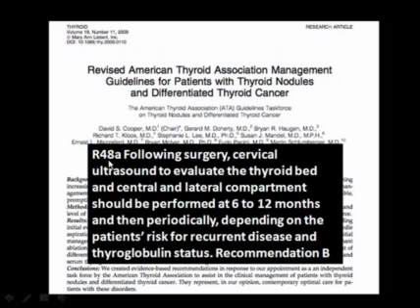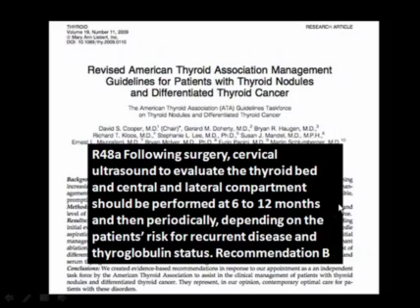And this particular guideline, number 48A, states that following surgery, cervical ultrasound to evaluate the thyroid bed and central and lateral compartment should be performed at 6 to 12 months, and then periodically, depending on the patient's risk for recurrent disease and thyroglobulin status. And this receives a recommendation B, which is actually a high-level recommendation. The recommendations range from being graded A through F, and B is quite a strong recommendation.